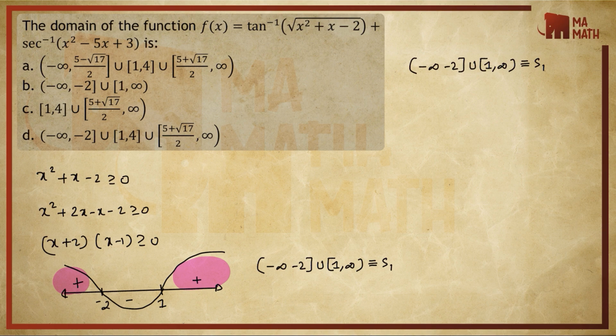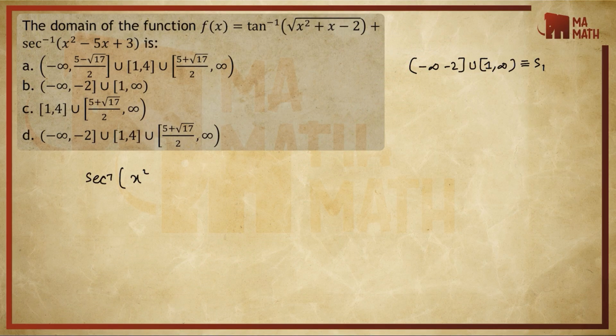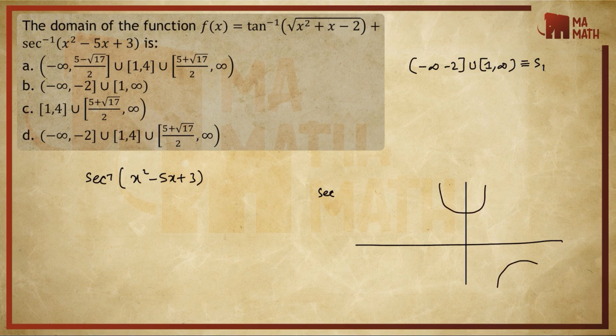Now that we have solved the tan inverse part, let's talk about the secant inverse part also. Now we have secant inverse of x square minus 5x plus 3. To understand this, we need to understand a little bit about the secant inverse function. Now look at that, the secant function is actually something like this, where this is our pi by 2, because that is where it is undefined.